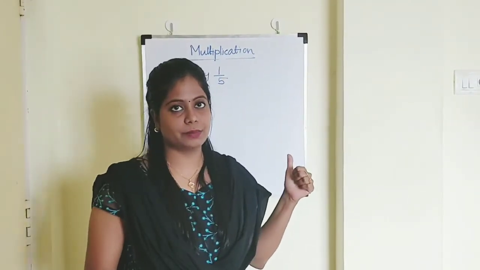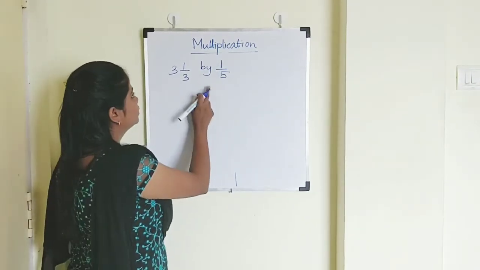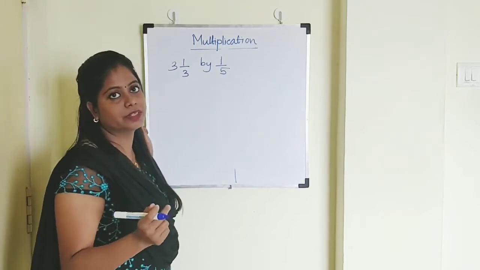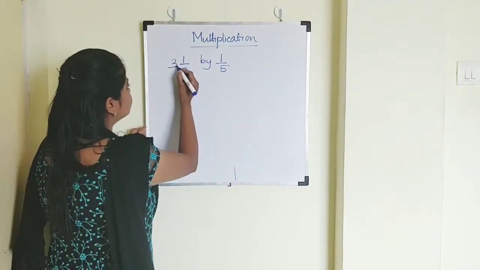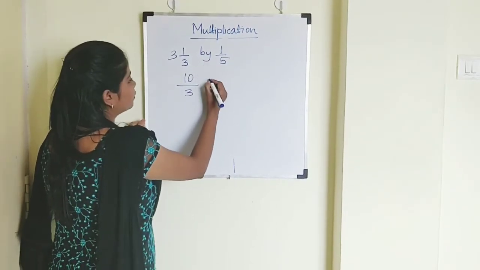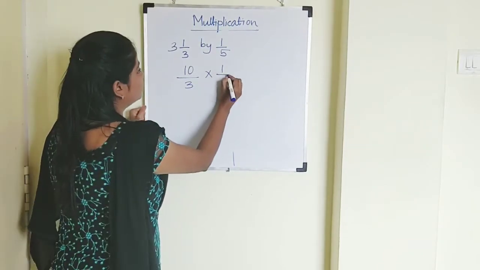Let's see another example of multiplication. 3 1 by 3 into 1 by 5. So as you can see, this is in mixed form. So I'm going to convert it into improper fraction. 3 3s are 9. 9 plus 1 is 10. 10 by 3. So as it is multiplication, I'm going to put multiplication sign 1 by 5.